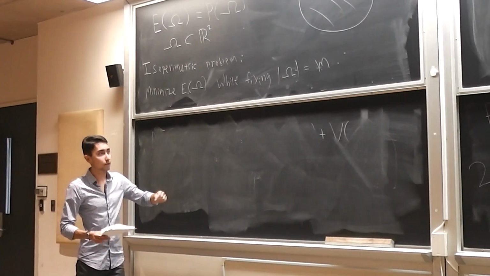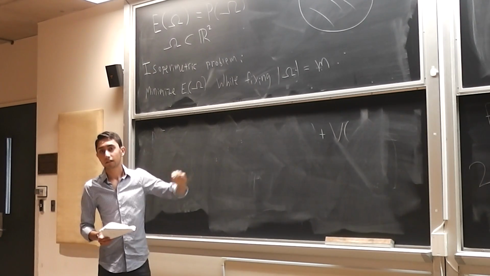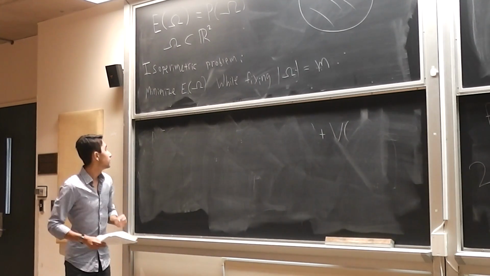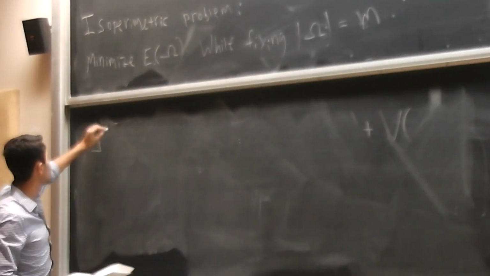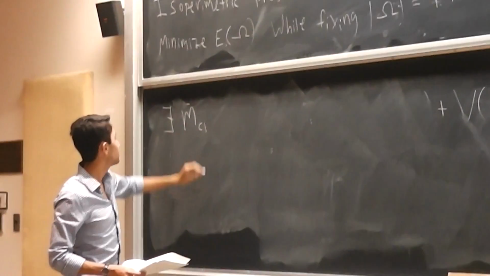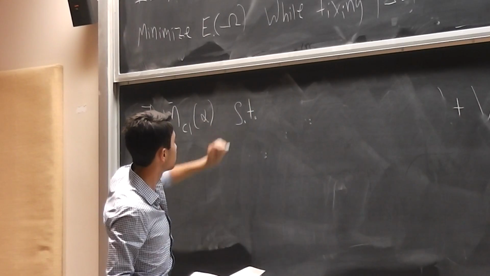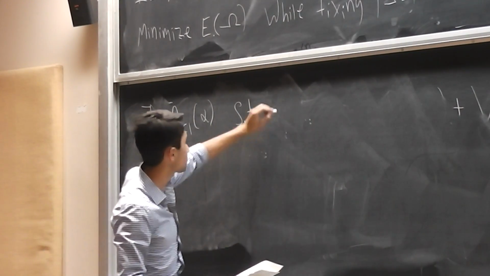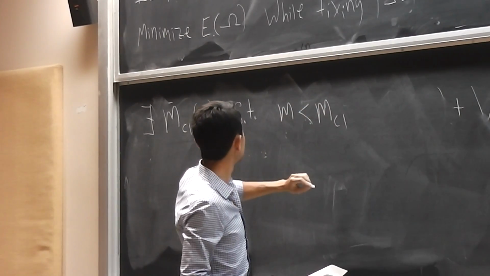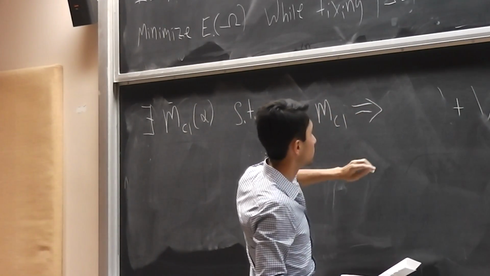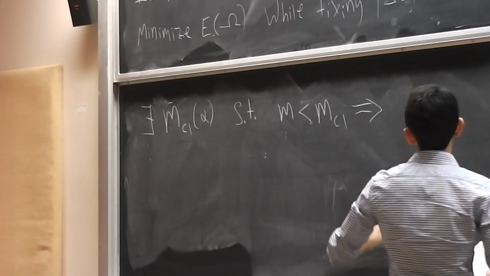So you can plug that into Maple, or even do it by hand, and solve for exactly what r those two energies are equal. And so we get that there exists some critical mass that we call MC1. It's going to depend on alpha, and it's such that for mass above MC1, the solution to this problem can't be a ball.